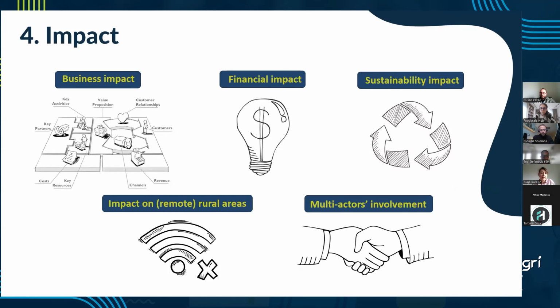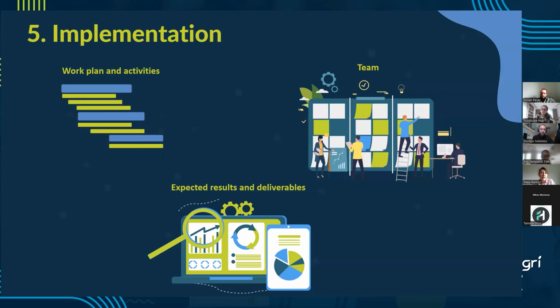When it comes to impact, there are a couple of sub-chapters to be covered: business, financial, sustainability, impact on remote rural areas, because as we already said, OpenAgri is mostly targeted at areas with weak connectivity, and multi-actor involvement, and how you plan to overcome this. When it comes to implementation, please give a proper work plan and activities of your solution.